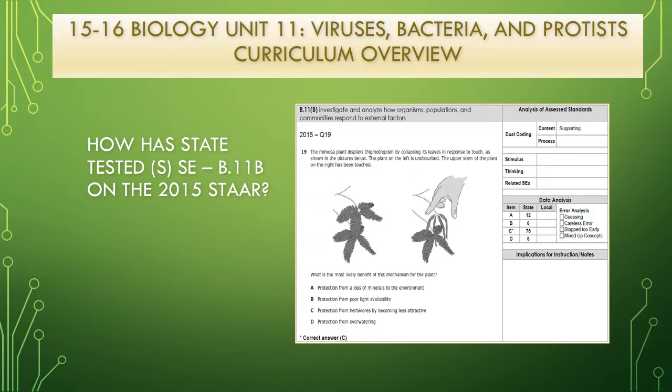And in the 2015 assessment, question 19 over 11B, supporting standard, investigate and analyze how organisms, populations, and communities respond to external factors. And if you look at the specificity, external factors can be a range of things. It can be touch, it can be other stimulus in the environment. And so the students definitely want to be exposed through their activities to the different external factors and how these different organisms, populations, and communities will respond.